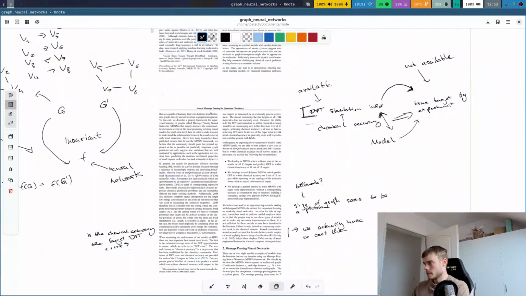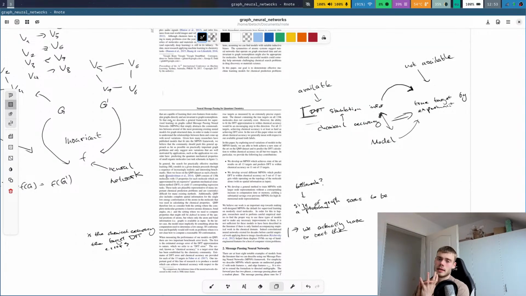Yeah, and they introduced this framework with the message function, the vertex update function, and the readout function. And they were testing it on the QM9 dataset, to predict some properties about molecules.